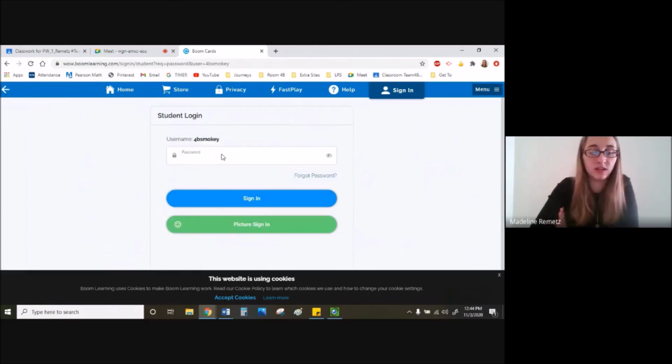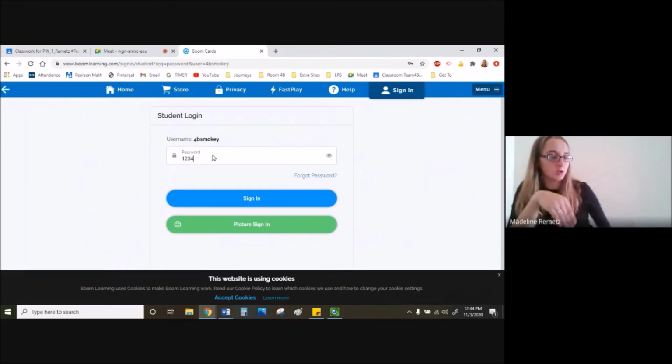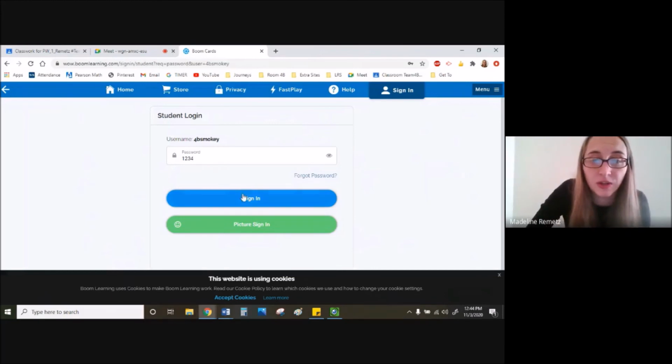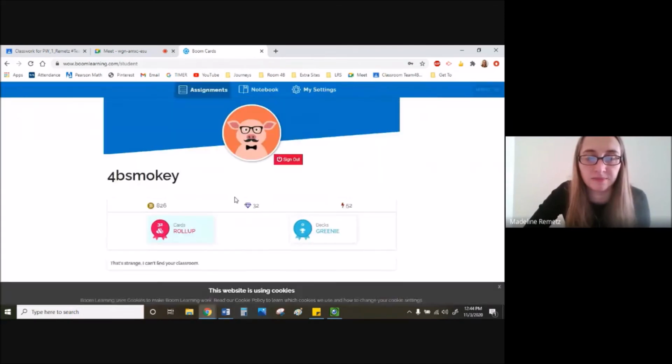And your password is 1234. Now, normally it's 123, but I had to make it 1234 so that we could all log in at the same time. Don't ask me, that's just what they wanted. And then you click sign in. So remember, your username is 4B and your first name, and then 1234 as your password. Sign in.